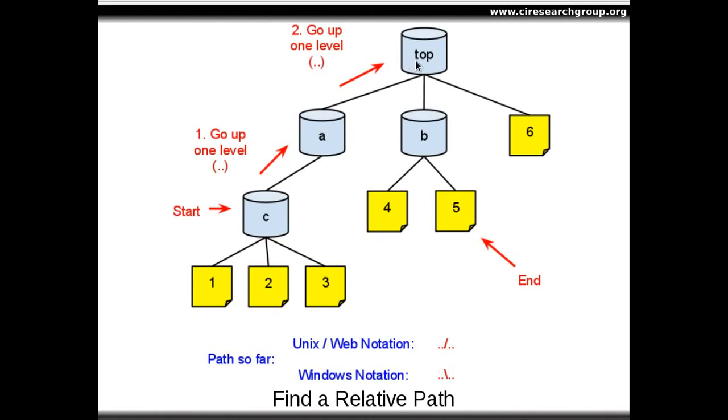From A, I need to go to my top level directory. Once again, I use another .. Notice that I put a path separator between the two .. that I have. So in Unix or in the web, I use a /, and in Windows, I use a backslash here. So my current path so far in Unix or web notation is ../..